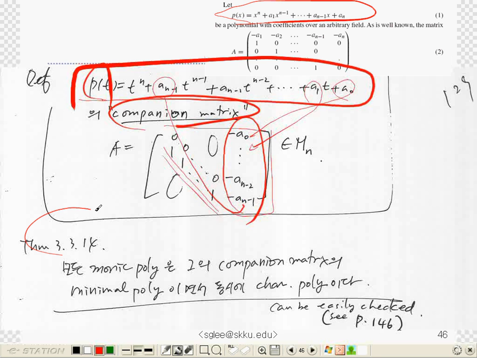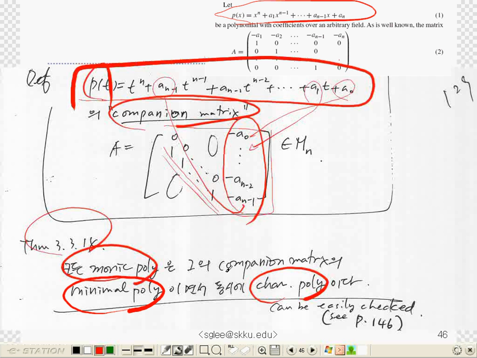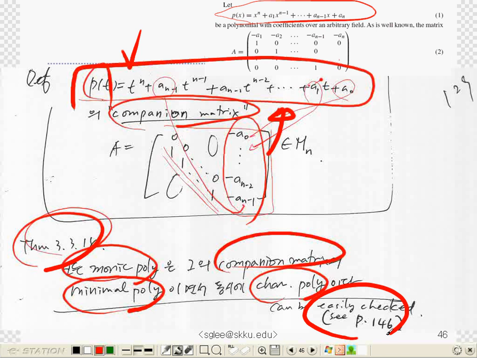Important fact is this: every monic polynomial is the characteristic polynomial and minimal polynomial of its companion matrix. Every monic polynomial is the characteristic polynomial and minimal polynomial of this companion matrix. This is the fact. This fact can be easily checked. See the textbook page 146. It's well written.